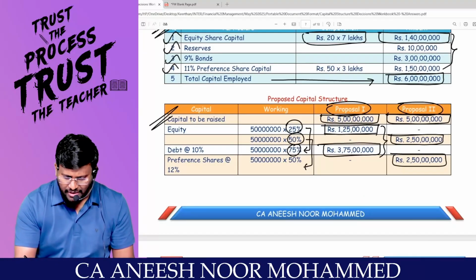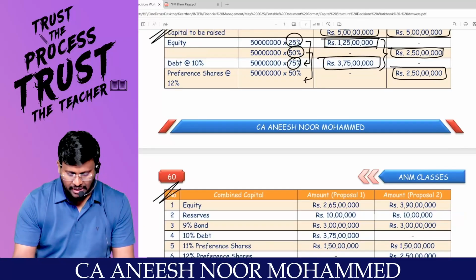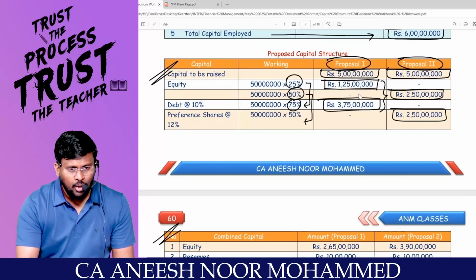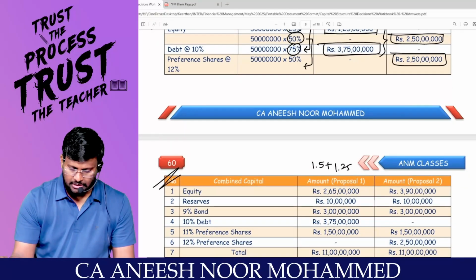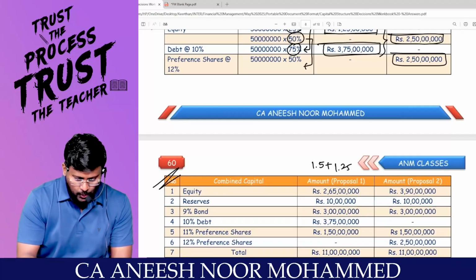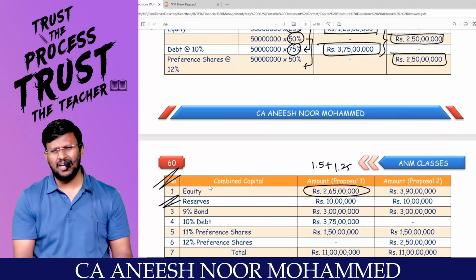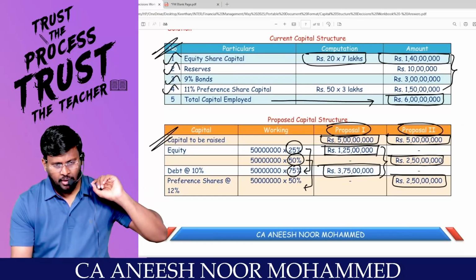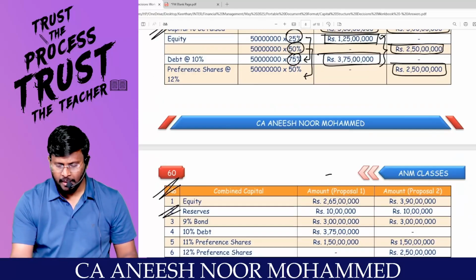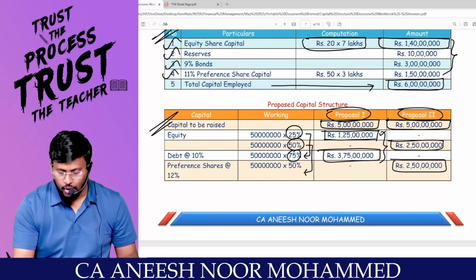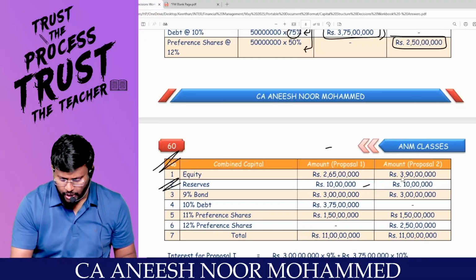Combined capital. Already you have equity of 1.4 plus reserves of 10 lakhs, which comes to 1.5, correct? Plus you are raising 1.25. 1.5 plus 1.25 comes to 2.75, but they have written 2.65, because the reserves they have not clubbed. So old equity share capital 1.4 crores, new 1.25 crores, total 2.65 crores. Already equity 1.4 crores, new 2.5 crores, total 3.9 crores. This is the combined. Reserves are anyway not going to change. All reserves will continue, 10 lakh, 10 lakh.